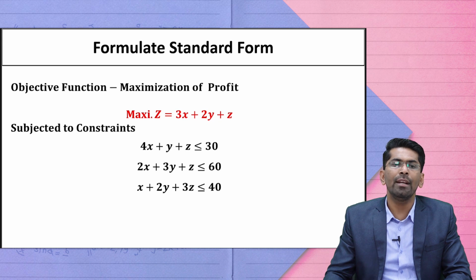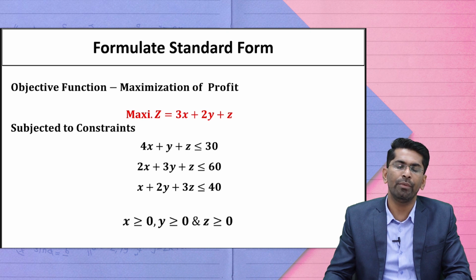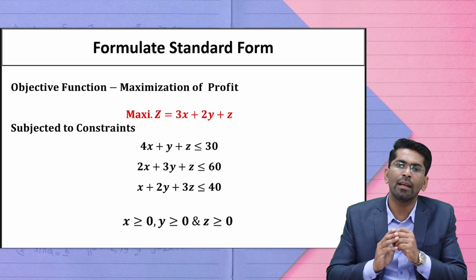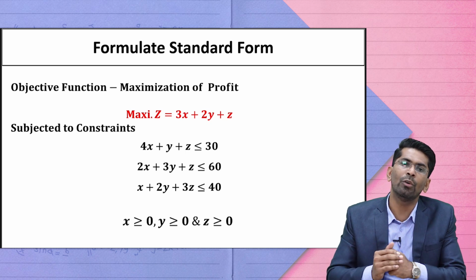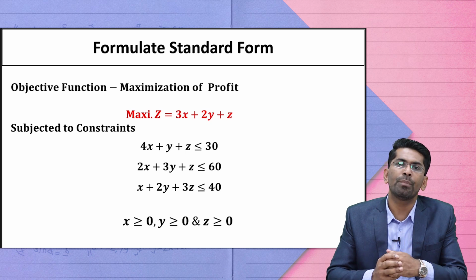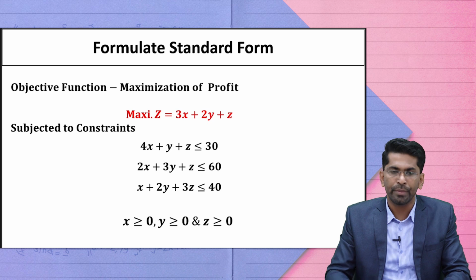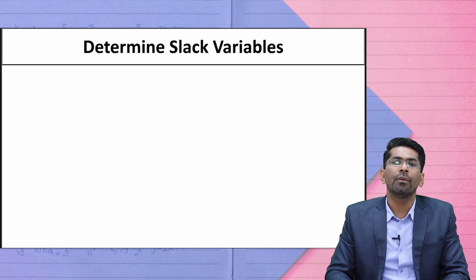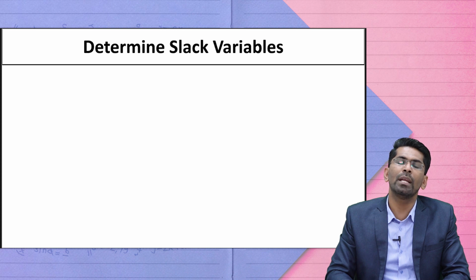After identifying the constraints, the next step is the non-negativity of the variables, that is, our decision variables x, y and z are greater than or equal to 0. So, this is the formulation of the linear programming problem in the standard format. Now, after this we are going to solve this particular problem by using the simplex method.